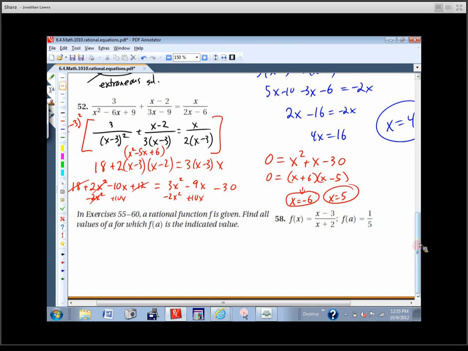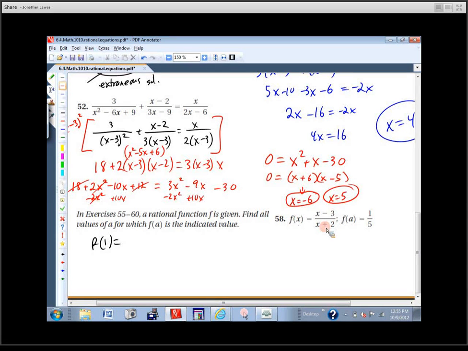All right, let's take a look at this one. It says a rational function is given. Find all values of a for which f of a is the indicated value. Okay. Everybody watch. For some reason, this messes people up. What if I said, what's f of 1? What would you do with the 1? Plug it in. You put it wherever there's an x. F of 1 means wherever we had an x, we put a 1. So we put a 1 here, here, and here. 1 minus 3 would be negative 2 on the top. 1 plus 2 would be 3 on the bottom, so we'd have negative 2/3.